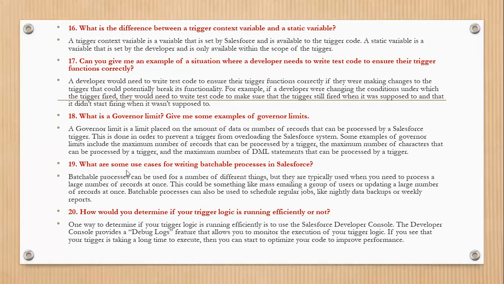Next question: what are some use cases for writing batch processes in Salesforce? Batch processes can be used to do a number of different things, but they are typically used when you need to process a large number of records at once. This is useful for something like mass email sending or grouping of users, or updating a large number of records at once. Batch processes can also be used to schedule regular jobs like a nightly data backup or weekly reports.